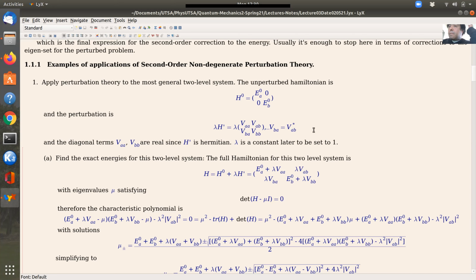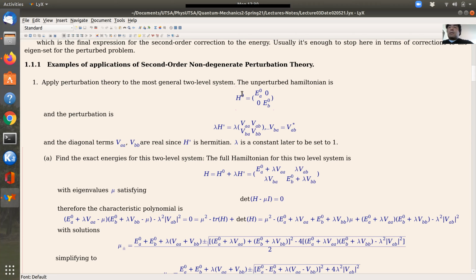And lambda is a constant later to be set to 1, which is what we usually do in perturbation theory. We use lambda to keep track of the order, but at the end of the day, we ignore it because it's the case lambda equal to 1 that we care about. So, okay, find the exact energies of this two-level system. Well, we have to pose the problem in the way we have learned, right? So, okay, first of all, what is the full Hamiltonian? The full Hamiltonian is H naught plus lambda H prime.